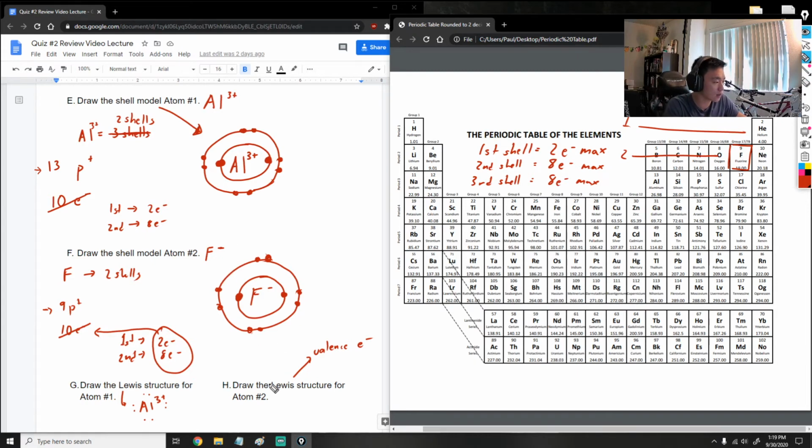Okay, we can do the same thing for F minus. So we can draw F minus and we just count the electrons on the valence or the outside shell. And if we look on the outside shell, there's also 1, 2, 3, 4, 5, 6, 7, 8. So 1, 2, 3, 4, 5, 6, 7, 8.